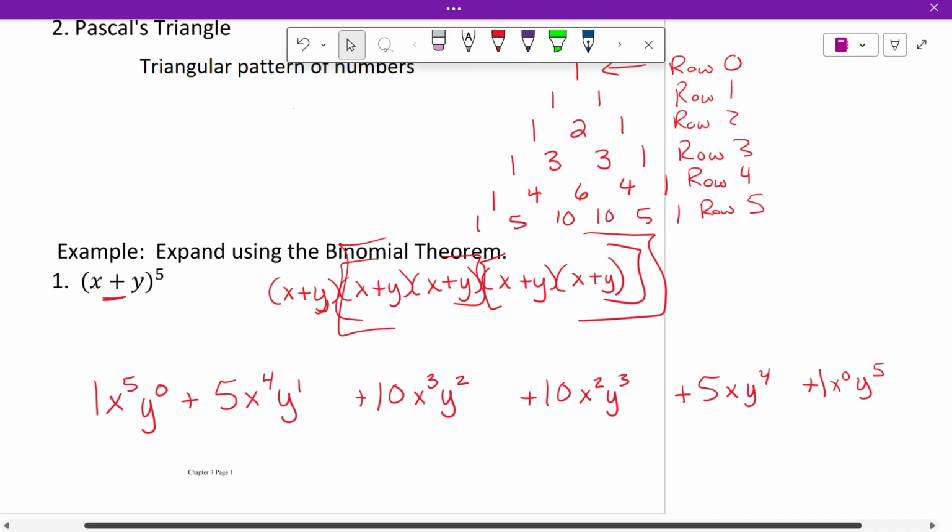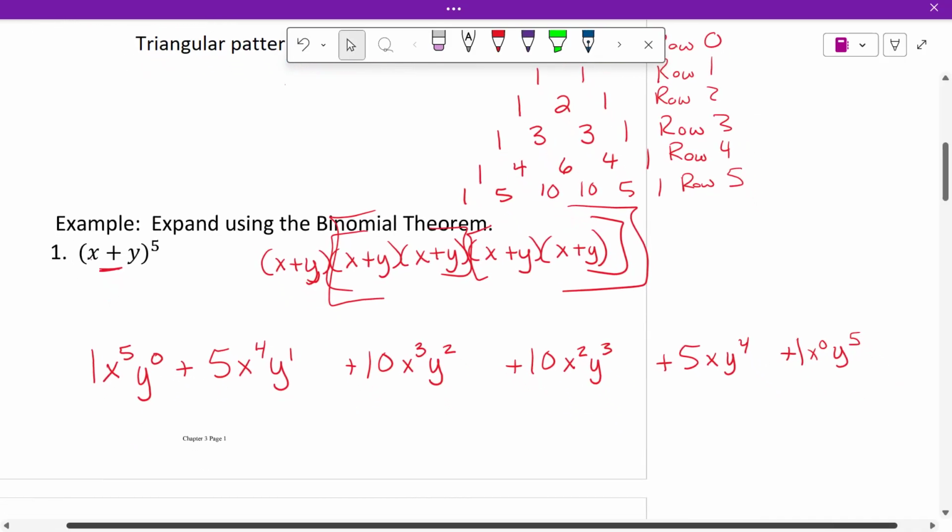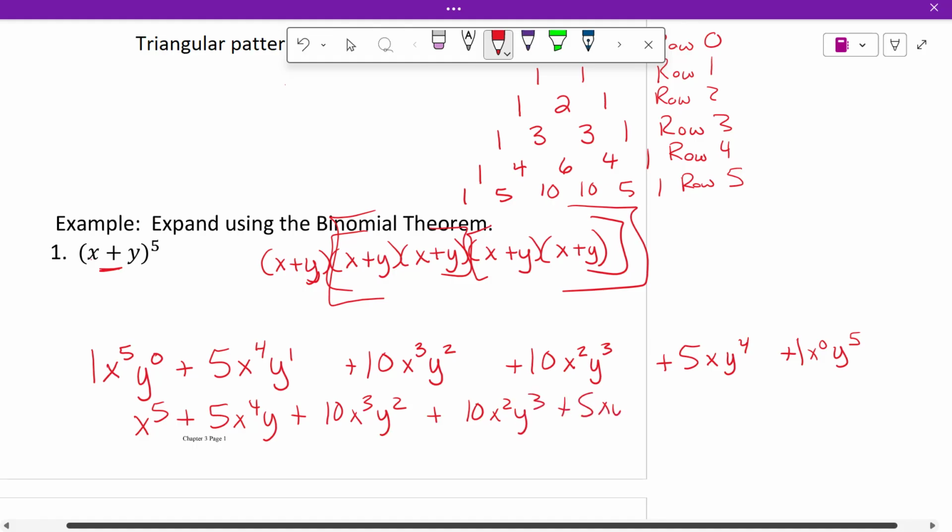Now, I got to simplify this just with one tiny little thing. Okay? What is anything to the 0 power? 1. So what is 1x to the 5th times 1? 1x to the 5th, right? Or just x to the 5th. Plus 5x to the 4th y plus 10x cubed y squared plus 10x squared y cubed plus 5x y to the 4th plus y to the 5th.